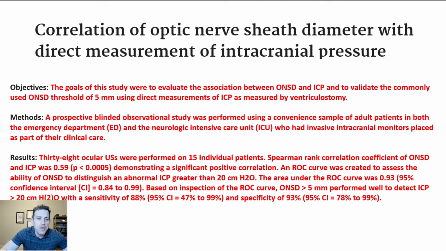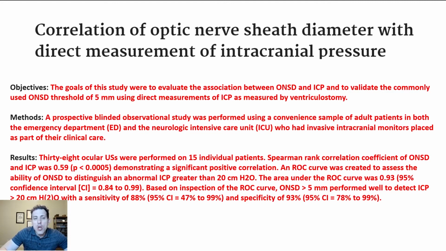So here the goals of this study were to evaluate the association between optic nerve sheath diameter and ICP, and to validate the commonly used threshold of 5 millimeters, as compared to what would be the gold standard, which is a ventriculostomy, in which we have direct pressure monitoring.